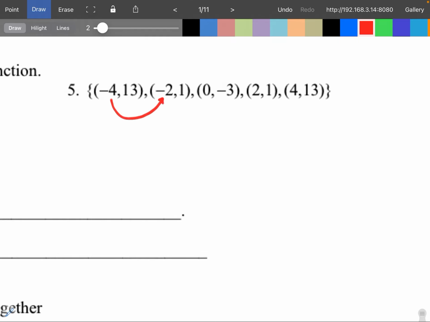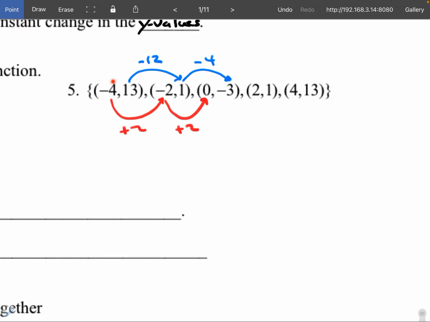All right, what about the next one? It's not a function. Now, are the x's changing by the same amount? What are they doing? They're going up by 2. So the x values are changing by 2. So you're adding 2 each time. But what about the y values? Let's see, to get from here to here, you're going down 12? And then to get from here to here, you're going down 4. So does everybody see you don't have a constant change in the y values?